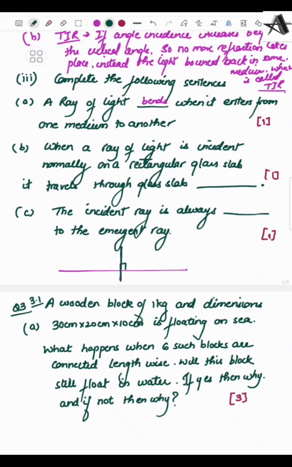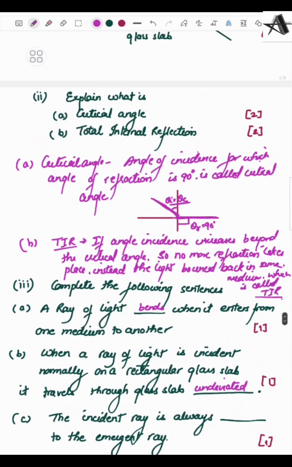How can it bend? It goes through, again making 90 degrees. So you can simply say through the glass slab undeviated. The incident ray is always parallel to the emergent ray. Okay, this we have drawn. Now you can see.